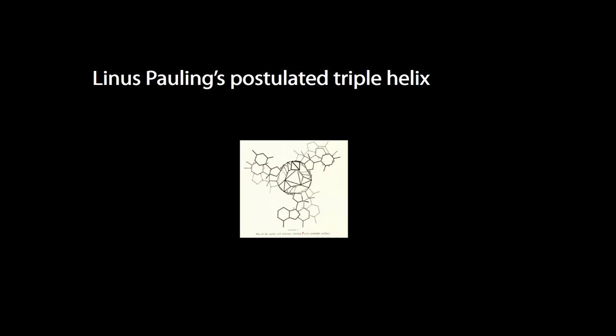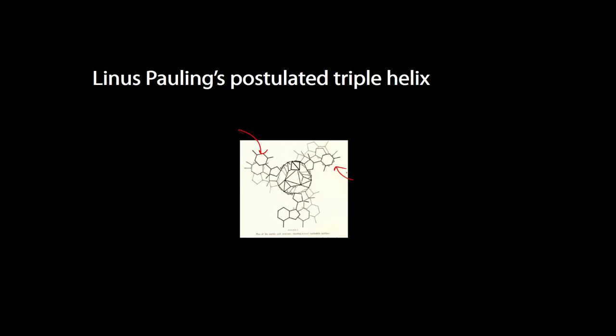And this is Linus Pauling's postulated triple helix, all right? And now here's the cool part. You see here, he has a model so that the sugars and the phosphates are on the inside, and that the bases are on the outside.